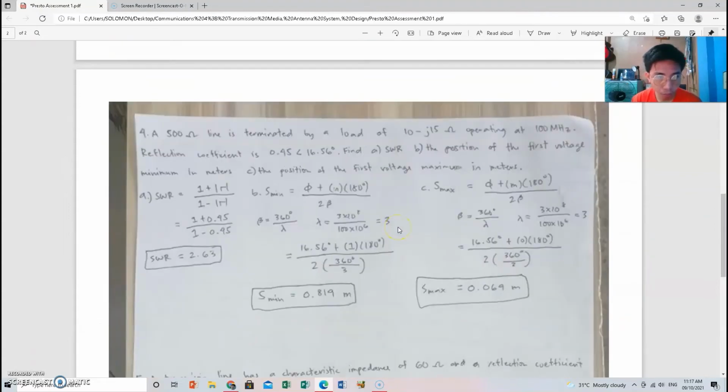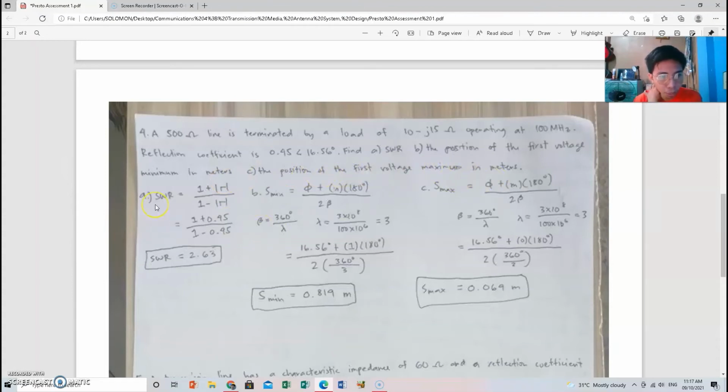Moving on with problem number 4, we have a 50 ohm line terminated by a load of 10 minus j15 ohms operating at 100 megahertz. The reflection coefficient is 0.45 angle 16.56 degrees. Find the SWR, the position of the first voltage minimum in meters, and the position of the first voltage maximum in meters.